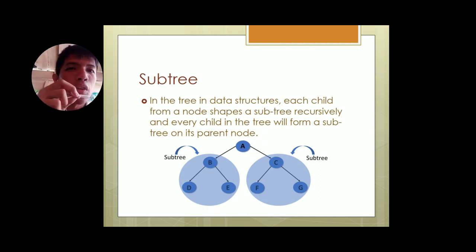Subtree. In the tree data structure, each child from a node forms a subtree recursively, and every child in the tree will form a subtree on its parent node. So it's like a family. Let's take your family, for example. B, D and E form a subtree. And then C, G and F form a subtree. These are the subtrees.